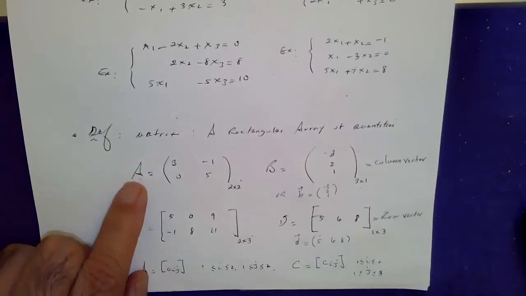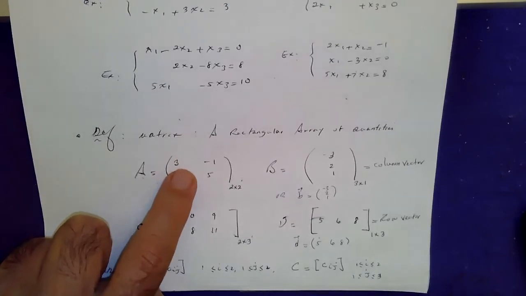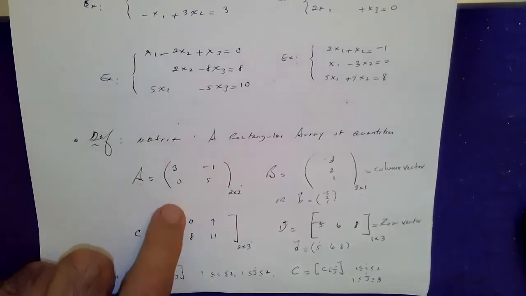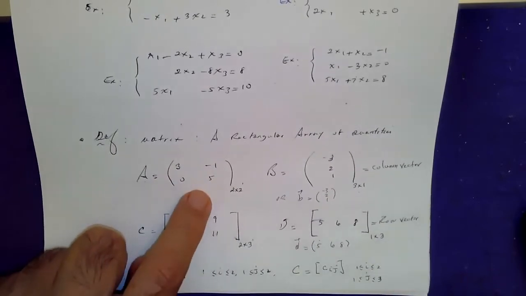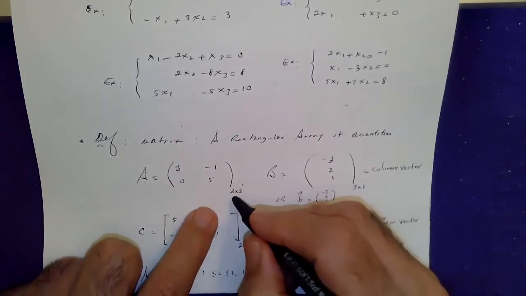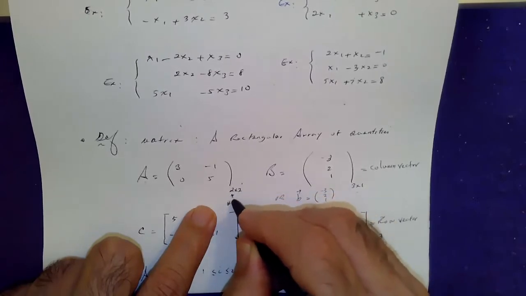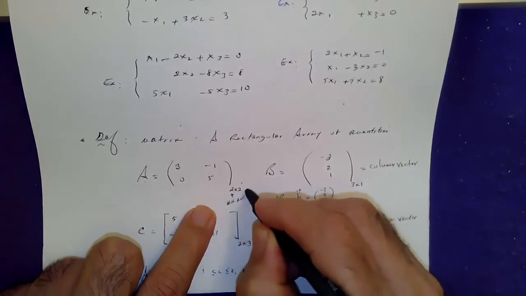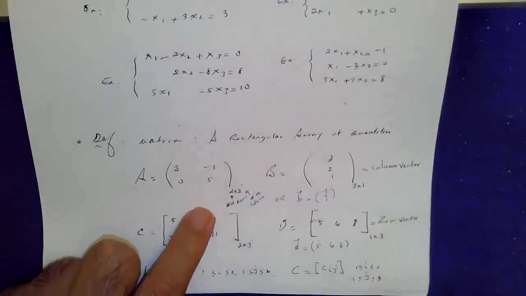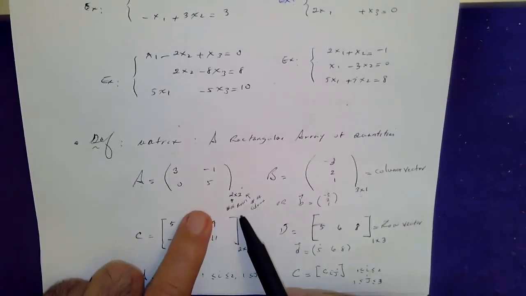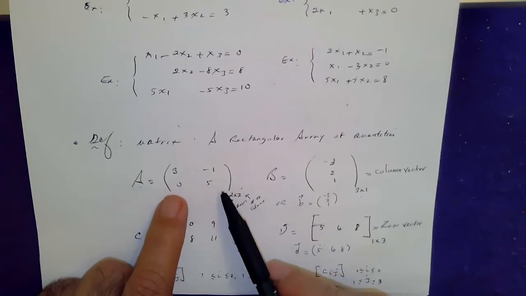For instance, this is a matrix whose elements, or members, are 3, -1, 0, 5. The dimension of a matrix is denoted by the number of rows and columns. The first number is always the number of rows, correct? And the second number is always the number of columns. Do you see it? So this is called a 2 by 2 matrix, and because the number of rows matches the number of columns, we call this a square matrix.